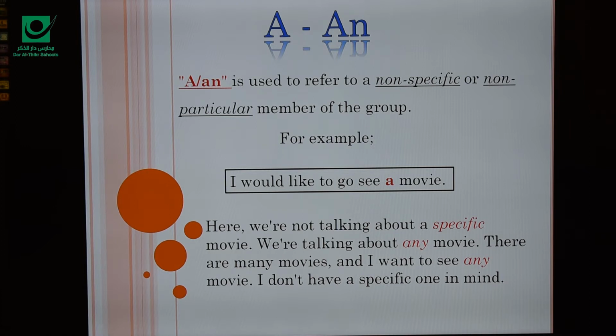I don't know. So when you say I need a story, I need a pen, I will understand that you need a pen to write something. But you are not talking about a specific pen. You are talking generally, you need any pen. So we use a or an when we refer to a non-specific noun.